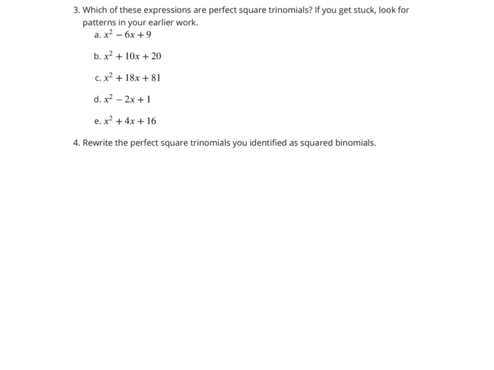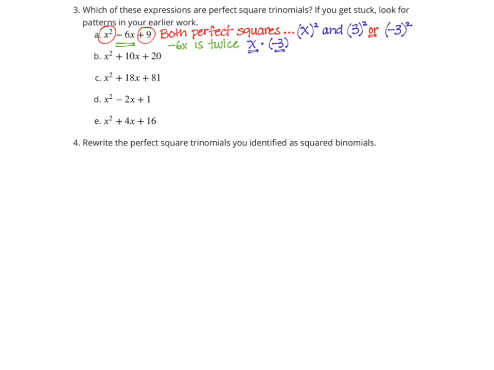So now we want to identify, are they perfect square trinomials? In part A, we notice that it starts with a perfect square and ends with a perfect square. So we've got x that's being squared, and what is being squared to give us 9? Well, we've got a choice. It could be +3 or it could be -3. The symbol right in front of the middle term tells us which one it's going to be. Since this is negative, I know it's going to be -3, not +3, because -6x is twice x times -3. So this does follow our pattern. That's what we're doing. We're just trying to find out which ones follow the pattern.